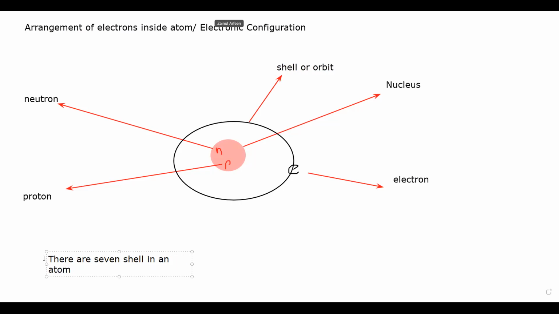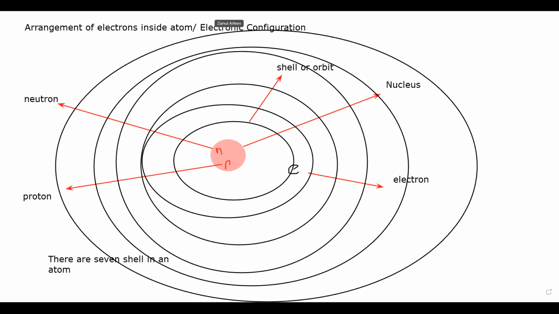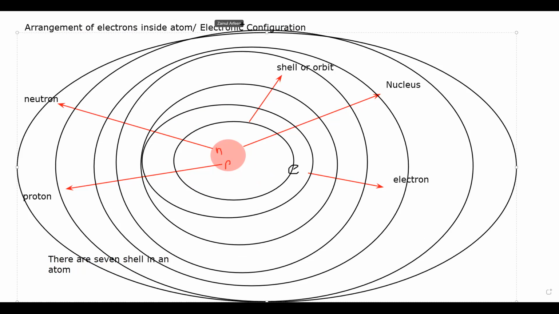And what are the names of these shells? In alphabetical order: K, L, M, N, O, P, Q. So these shells have names. The first shell is called the K shell. The second shell is called L, then M, N, O, P, and the last one is known as Q. You can also say K shell is the first shell, L shell is the second shell, M shell is the third shell, N shell is the fourth shell, O is the fifth, P is the sixth, and Q is the seventh shell.